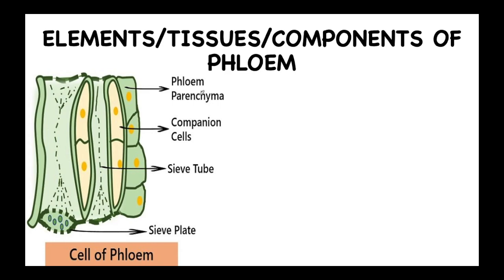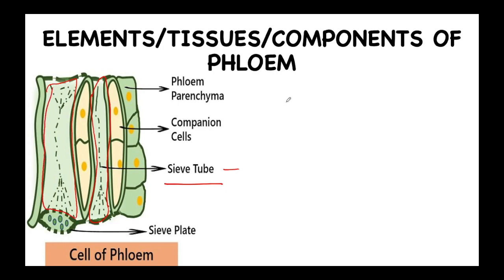Now come to the elements or tissues or components of phloem. So we can see all these four elements in a single diagram. First we are going to cover the sieve tube cells or the sieve tube elements. So if you could see here, these are sieve tubes.